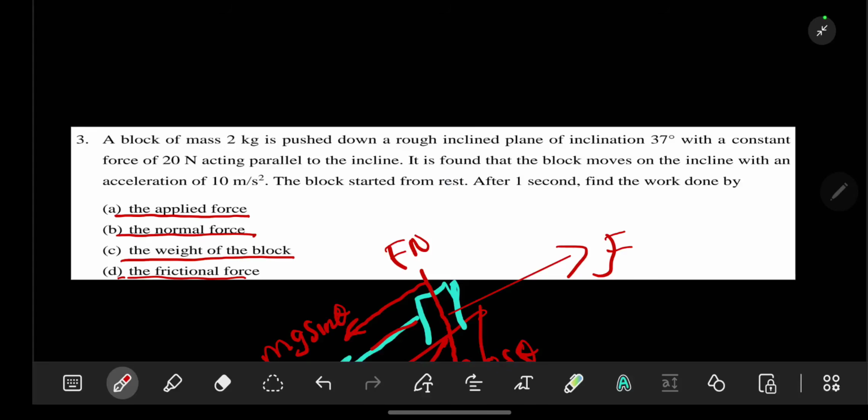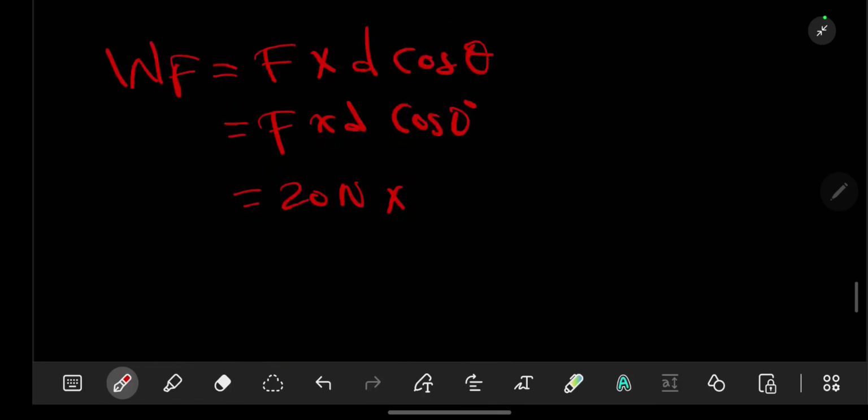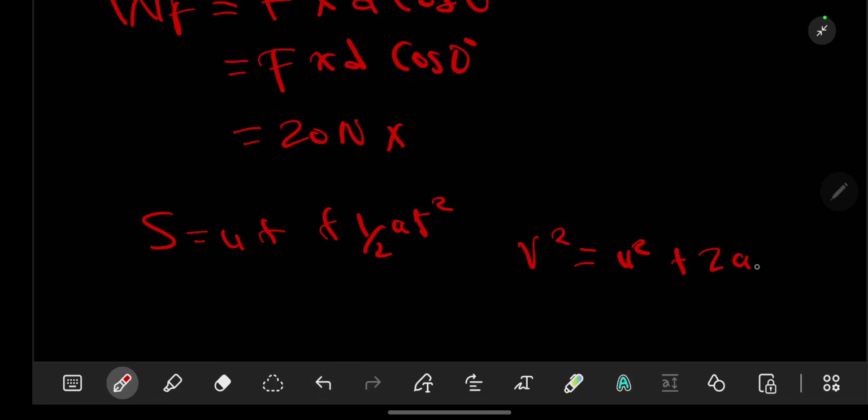So we are not given the distance, but we can find it, provided that they have given us that it takes 1 second, finds the work done. So we can find, using kinematic equations, S is equal to ut plus half at squared. We also have the v squared. Mostly it's these that will work. V squared is equal to u squared plus 2as.